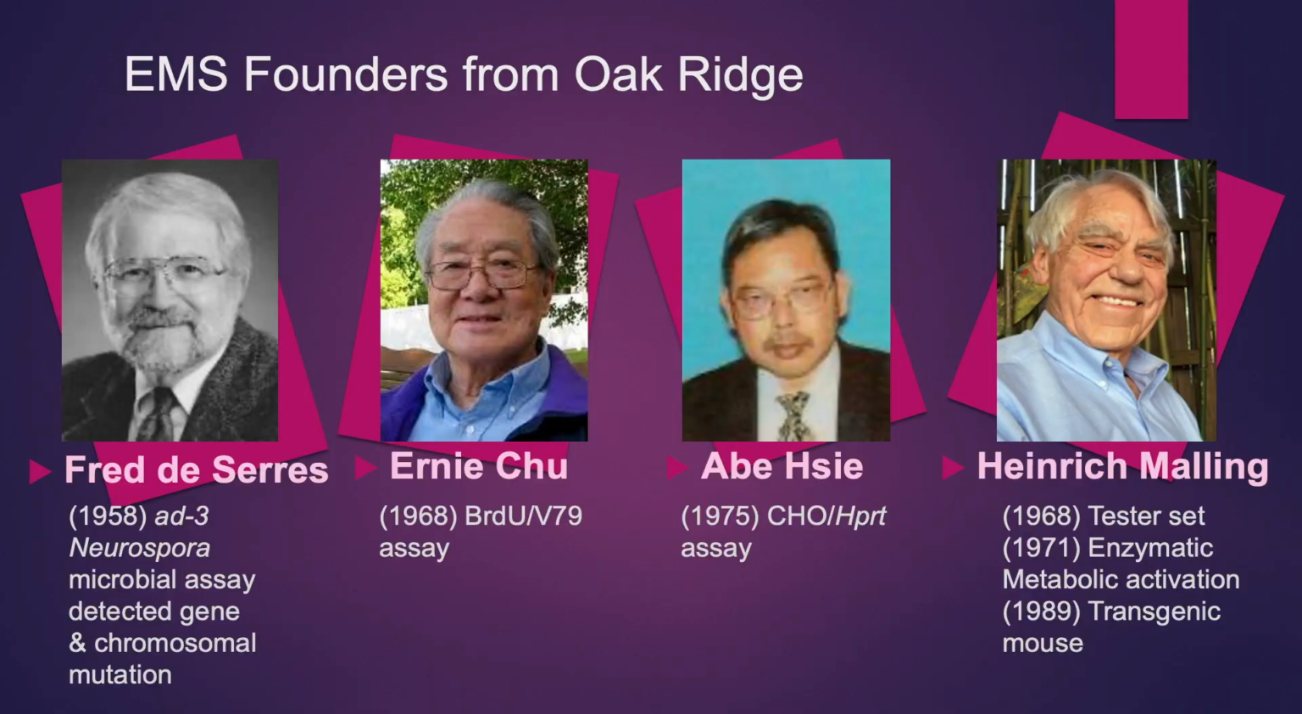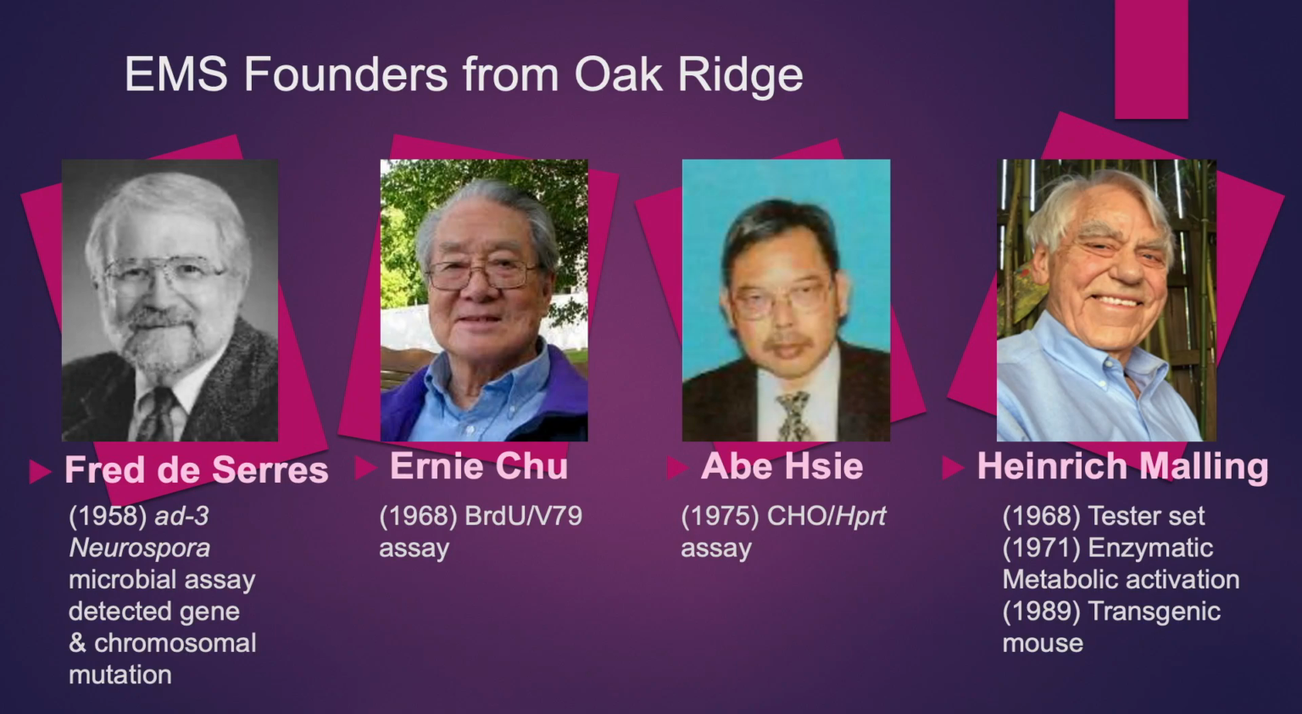One of the key ones, beyond Alex, of course, was Fred de Serres. In 1958, Fred invented the adenine 3 mutation assay in Neurospora. He mimicked it purposefully after Bill Russell's mouse specific locus assay. And the reason he did was Bill's assay allowed the recovery of both gene and chromosomal mutation in the mouse. Amazingly, Fred was able to develop a similar system in a microbe. So this was the first microbial system that permitted the recovery of both gene and chromosomal mutation. It was an amazing development.